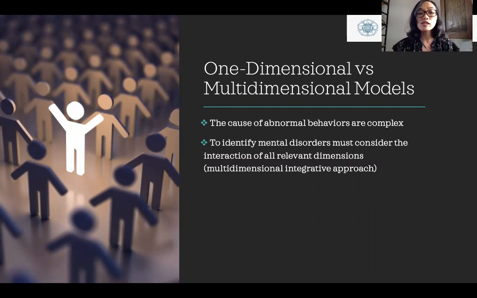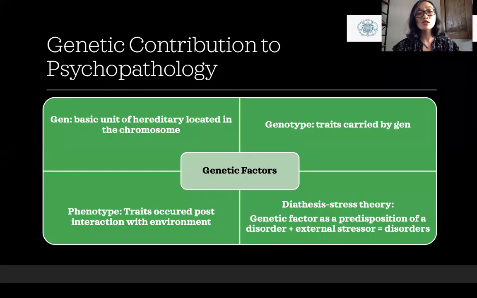Okay, so we should consider the interaction of all relevant dimensions to identify mental disorders here. This is what we call a multi-dimensional model. So, all right, first, let's take a look at the genetic contribution to psychopathology.